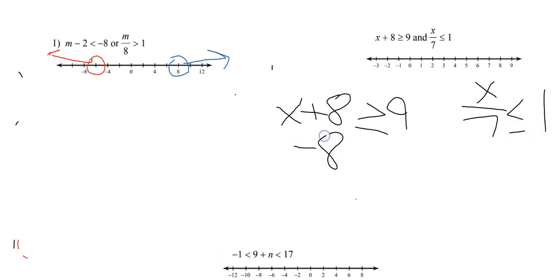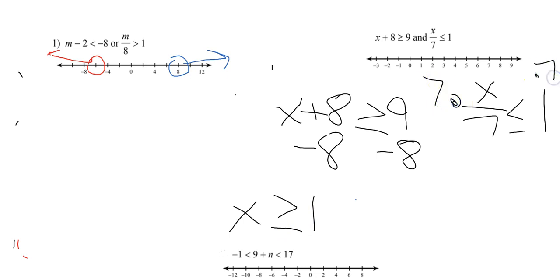So for the first one, nothing new here. Subtract 8 from both sides. I get x is greater than or equal to 1. And for the second one, multiply by 7 on both sides. I'll get x is less than or equal to 7.